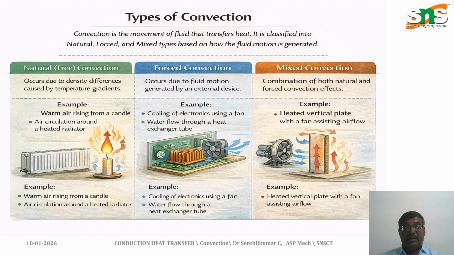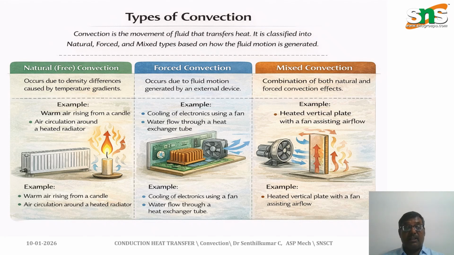So, types of convection. We already saw conduction, now we are seeing convection. There are three types of convection. Convection is the movement of fluid that transfers heat. It is classified into natural, forced and mixed convection. Natural convection, as shown in this diagram, happens naturally without any external aid or external force: the warm air rising from the candle due to the buoyancy effect. So this is natural convection.